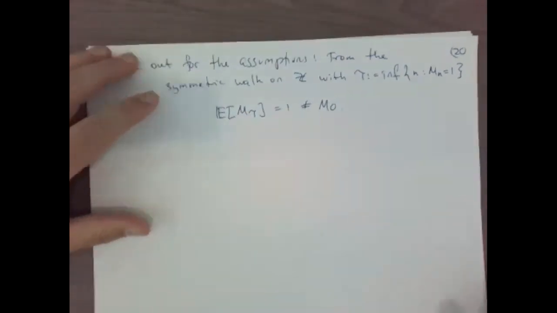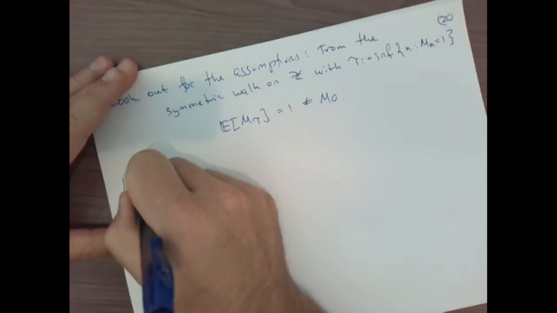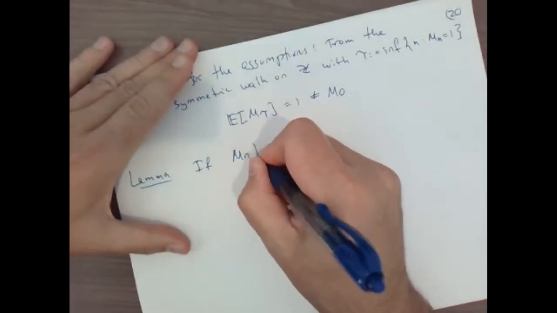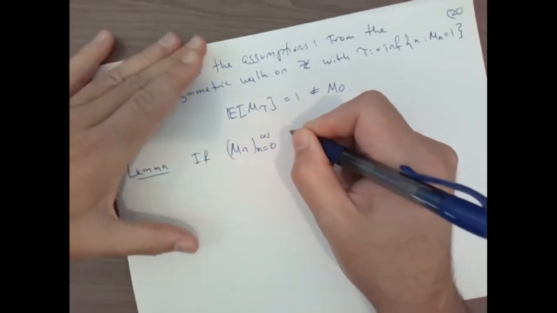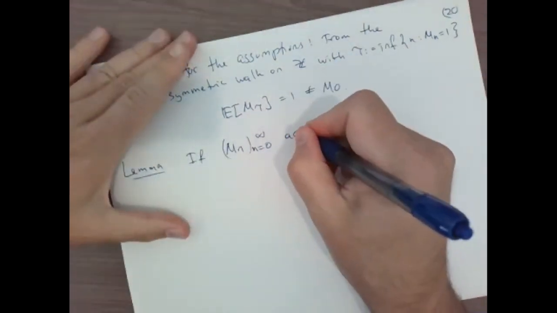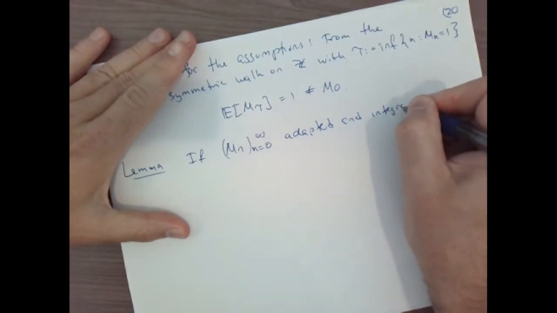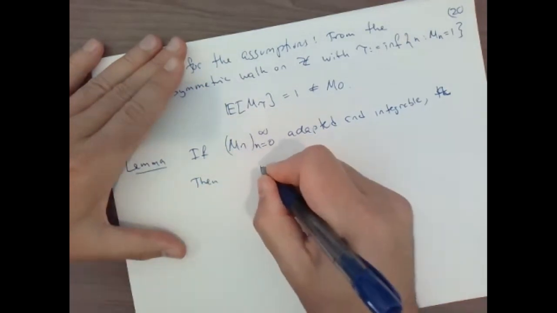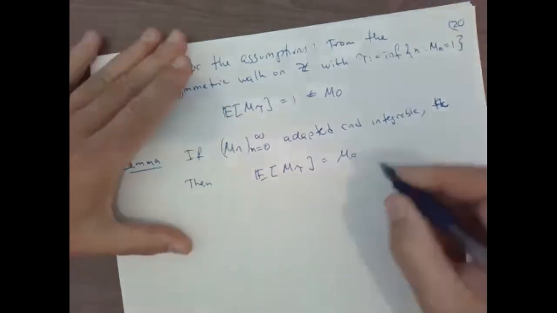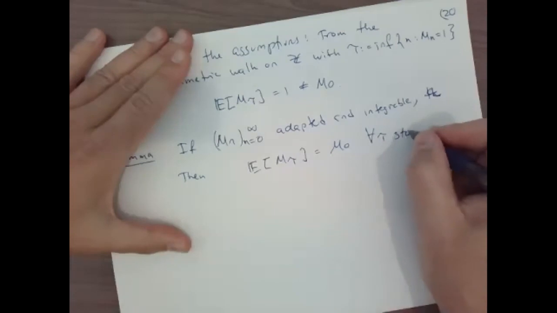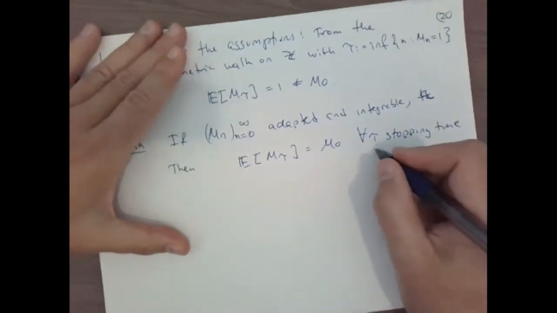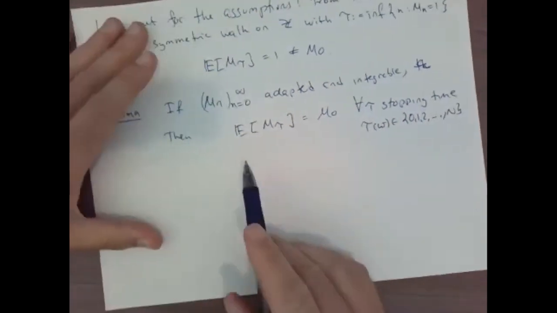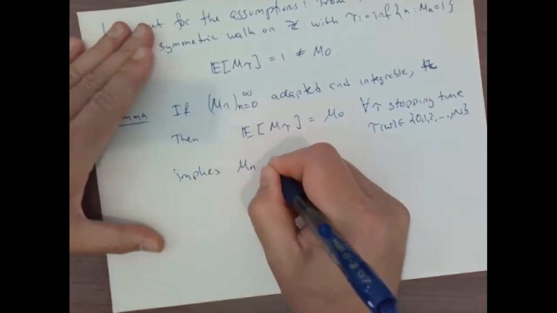So the key result, this is the next lemma, but now we're out of time. The next lemma is that if Mn is adapted and integrable, well then if the expectation of M tau is M0 for any stopping time tau, where tau of omega belongs to some set 0, 1, 2 up to N, this implies that M is a martingale.